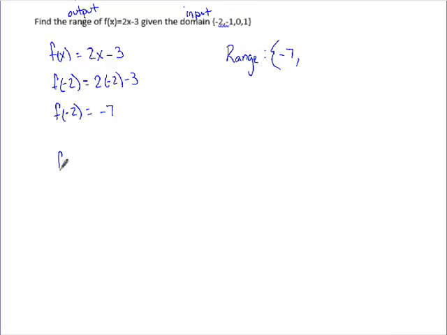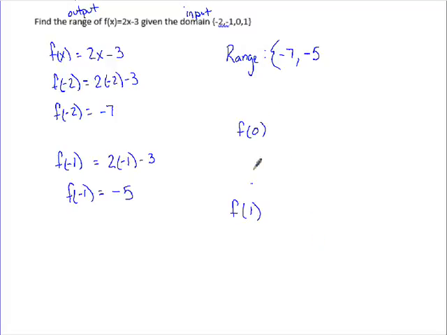Then I'm going to do the same thing with every single x value. So next I'm going to do f of -1. I'm still using the same rule, 2 times -1 minus 3. So f of -1 is equal to 2 times -1, which is -2, minus 3 would be -5. So then I add -5 to my list of range. And then I repeat that process for f of 0 and f of 1.